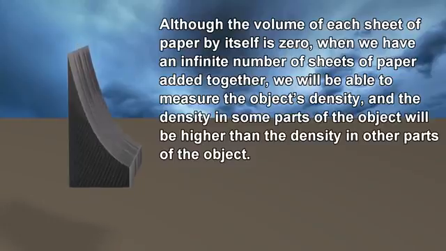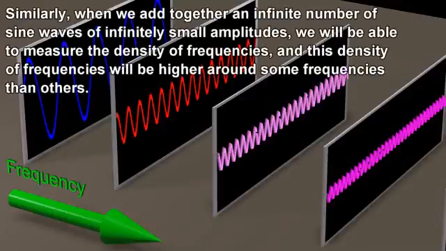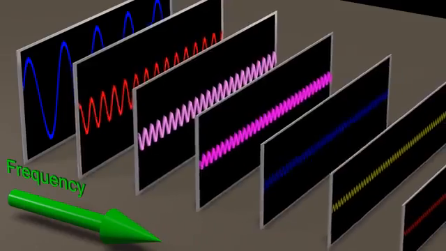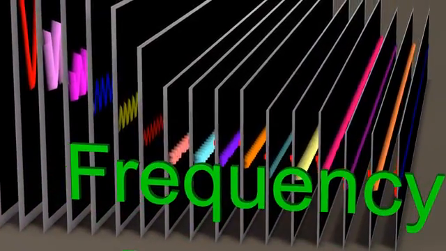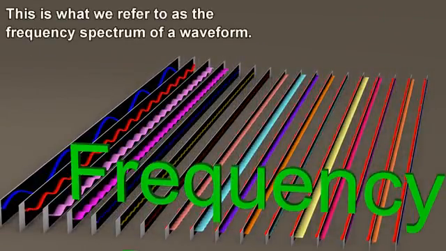And the density in some parts of the object will be higher than the density in other parts of the object. Similarly, when we add together an infinite number of sine waves of infinitely small amplitudes, we will be able to measure the density of frequencies. And this density of frequencies will be higher around some frequencies than others. This is what we refer to as the frequency spectrum of a waveform.